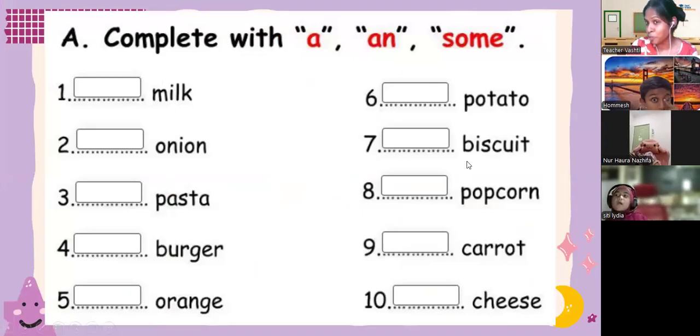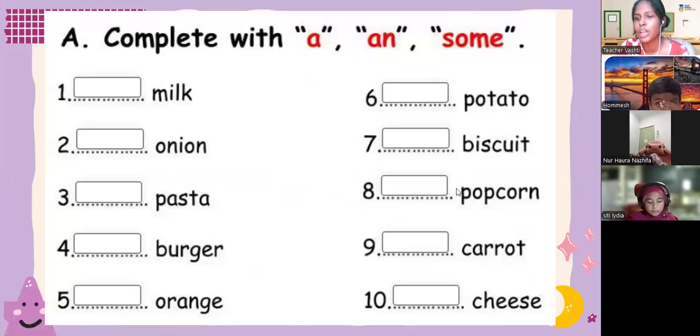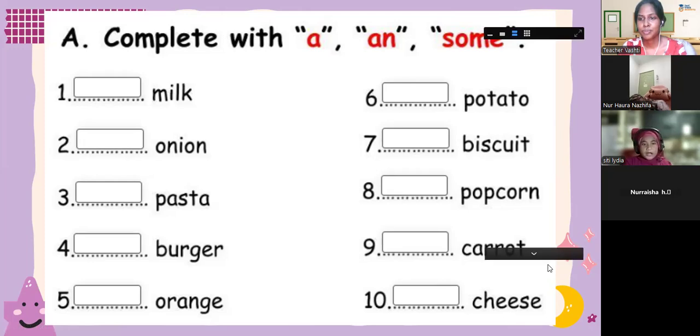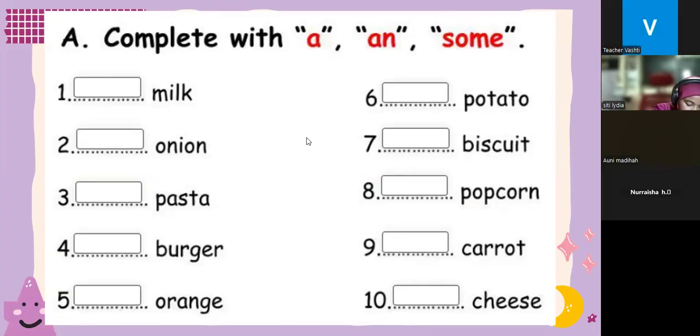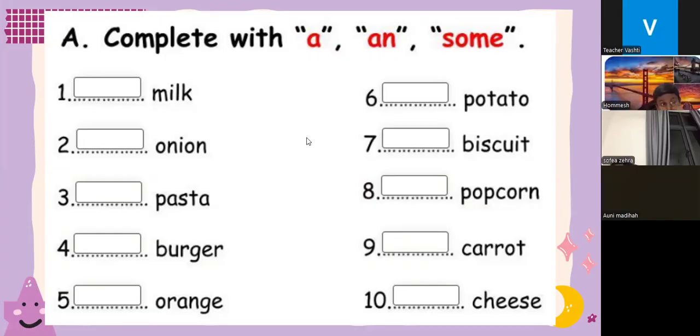I'm going to give you some time first. Can you quickly write your answers in your exercise book? Let's see who can get 10 over 10, okay? You write your answers. In the book or in the chat?